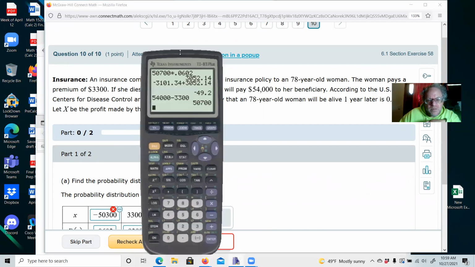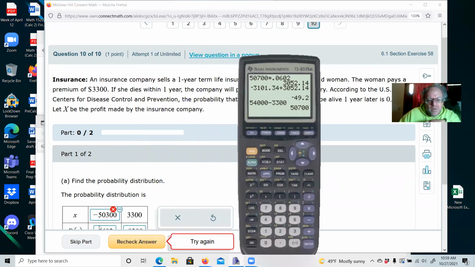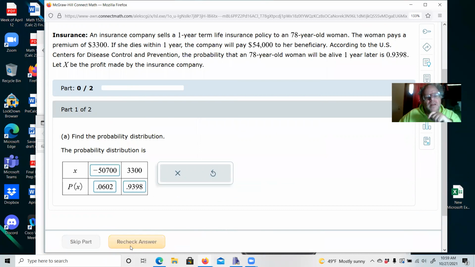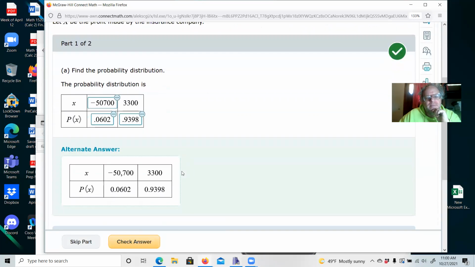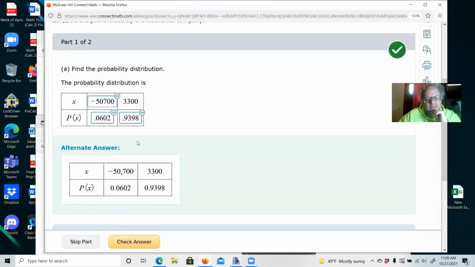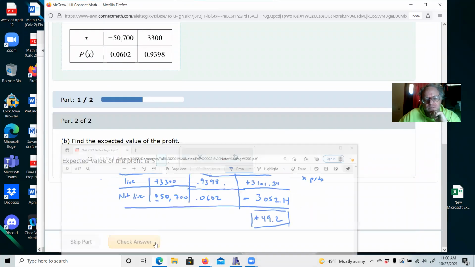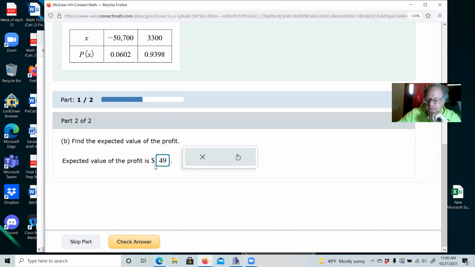What did I do? Oh, 700. That might be better. All right. Check. So yeah, they went to leading zeros. Expected profit. There we go. $49.20.